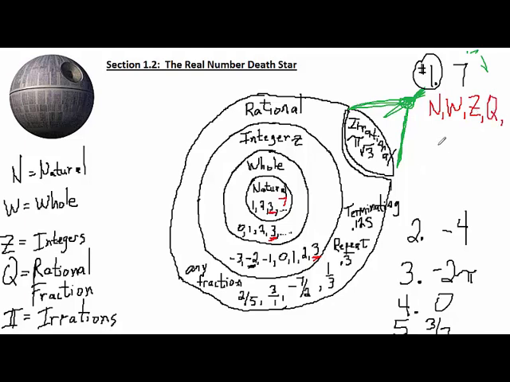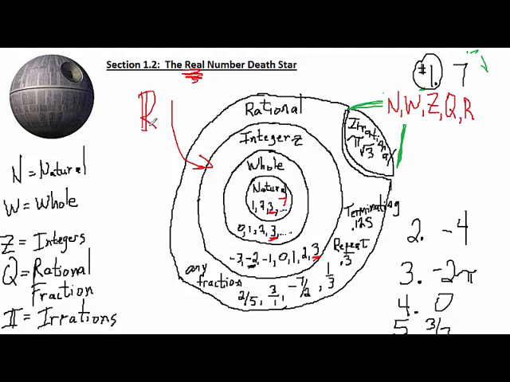And last, and I didn't actually teach you this, this is kind of rude. I'm going to teach you right now. The last thing that it is, it's also R. We use the letter R to represent all real numbers. And I told you that this is the real number Death Star. So anything in this real Death Star will also be classified as a real number. And we use capital letter R to represent real number.